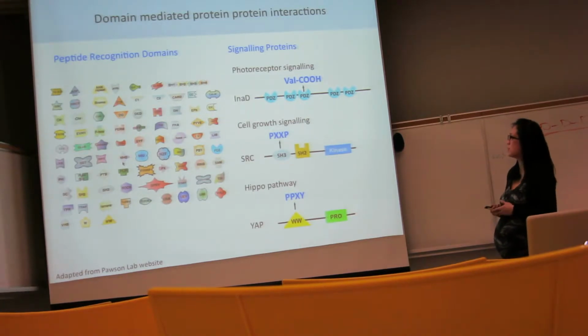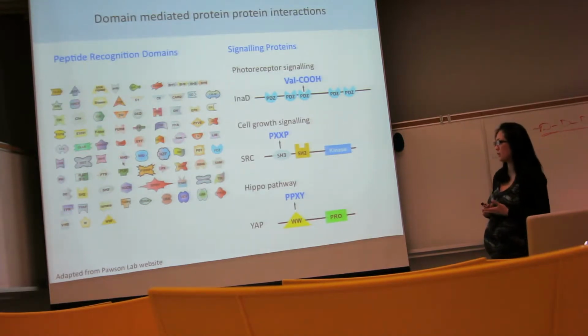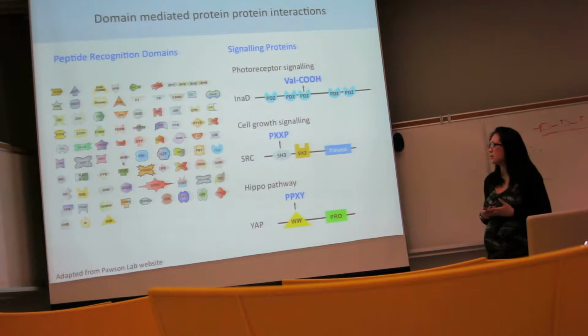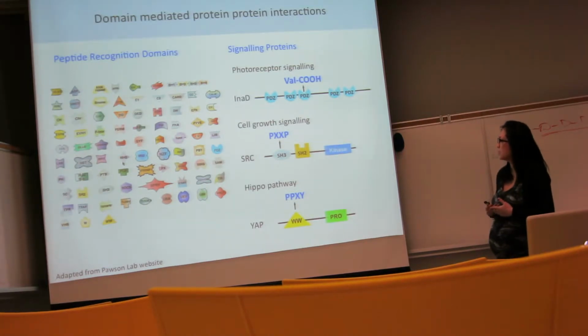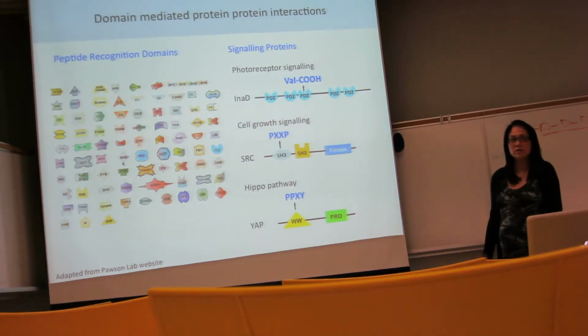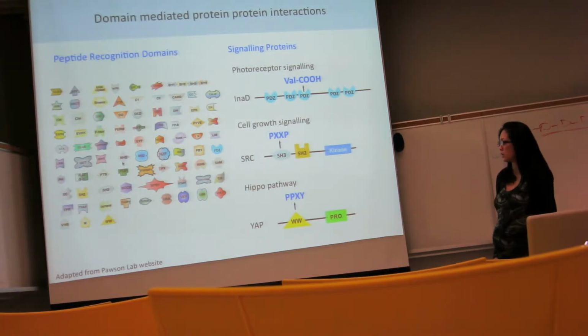And so some of these signaling proteins have important roles such as photoreceptor or cell growth signaling, or some of these proteins are found in important pathways such as the Hippo pathway. But one of the advantageous things about these protein domains is that they bind their targets through the recognition of simple linear motifs. So the computational prediction of this type of interaction is much easier than trying to computationally predict protein-protein interactions in general.